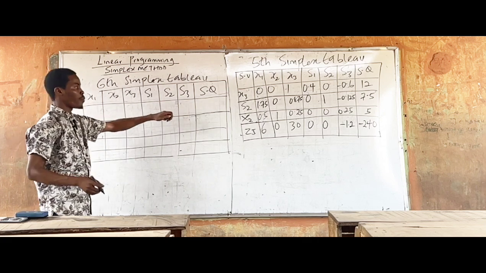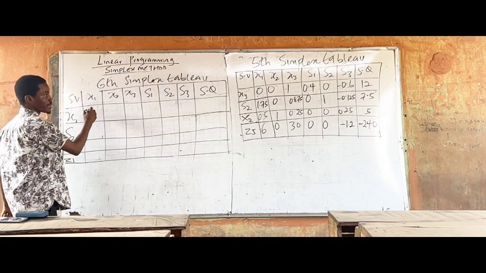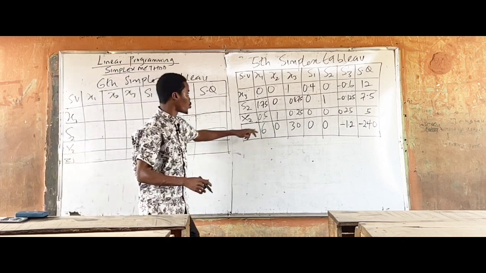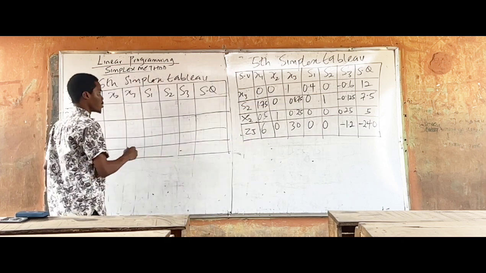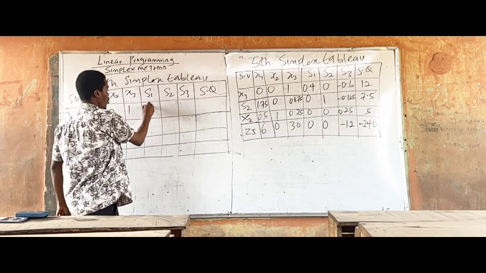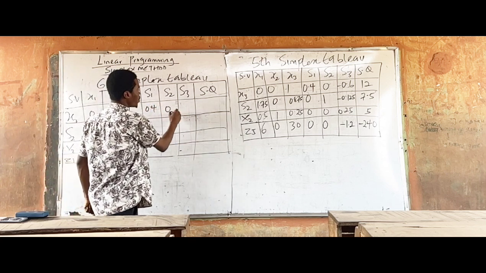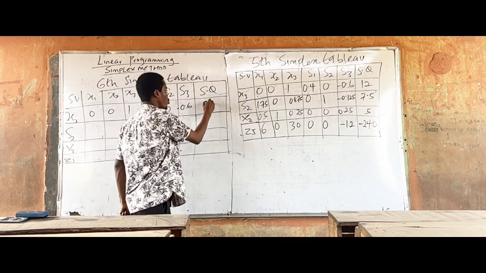Now, this is my what? My pivot row. My pivot row element. So I'm going to write it. That I got one. That is 0, 0, 1, 0.4, 0, 0.6, and what? Minus 0.6 and what? 12.